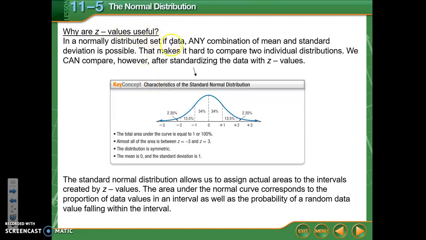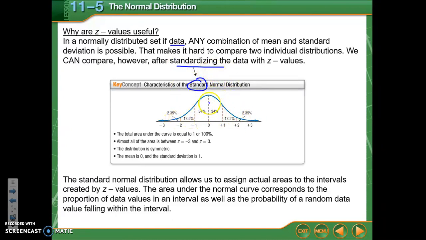Okay, so the question might be in your mind, why are z-values helpful? If I have normally distributed data, really any combination of mean and standard deviation can be possible. So that can make it hard to compare two distributions if their means are different and their standard deviations are different. But if we convert them to z-values, we can compare with the standard normal distribution. So we standardize our data with z-values, and then we use the standard normal distribution.